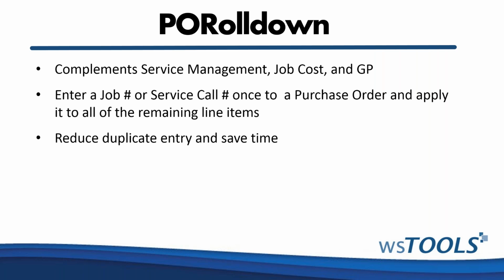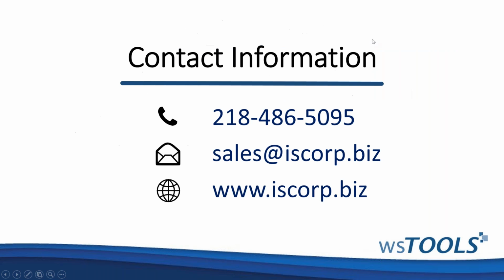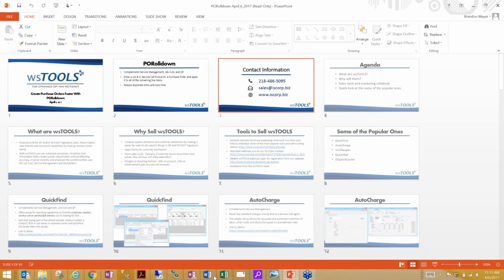In Signature today, if you're doing a purchase order and you want to copy and create a new one, that job information, service call information, and those cost codes or cost categories aren't going to be copied over into a new purchase order. Many times our users run into having to manually type that information. Well, with PO roll down, we're going to help you save some manual clicks and enters. So let's get right into the product here.